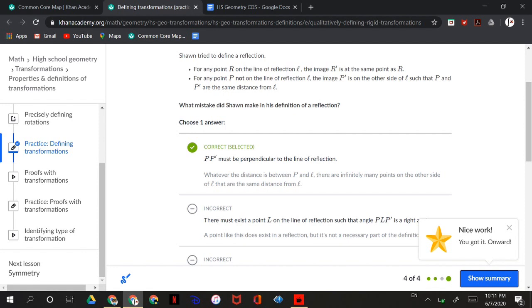Let's go. So we are wrapping up. Develop definitions of rotations, reflections, etc. So this is what we will be doing tomorrow.